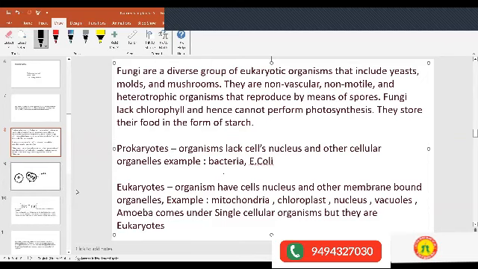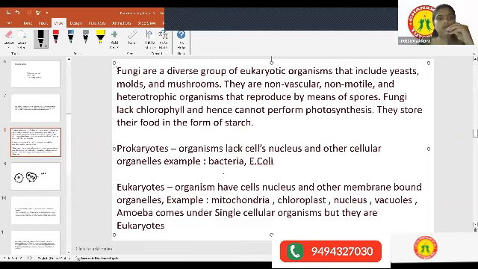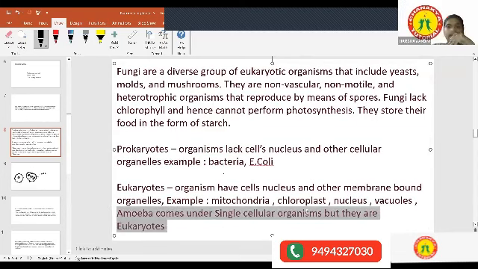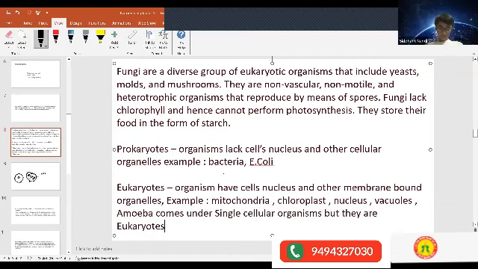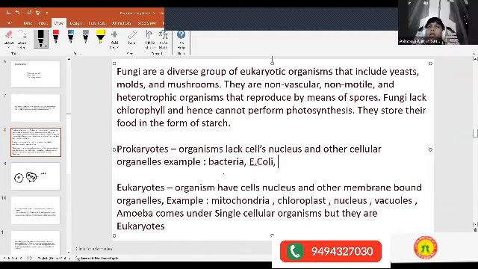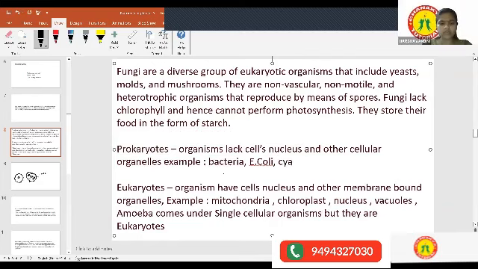Okay, so this one full slide is very, very important. Somebody asked, what is amoeba? So yes, amoeba comes under single-cellular and they are eukaryotes. They have a good nucleus. They have all the membrane-bound organelles. Understood? What is the very best example for prokaryote? Bacteria, Escherichia coli. If you want to be more specific, you can say cyanobacteria also.